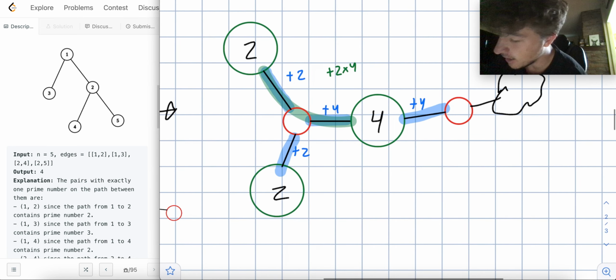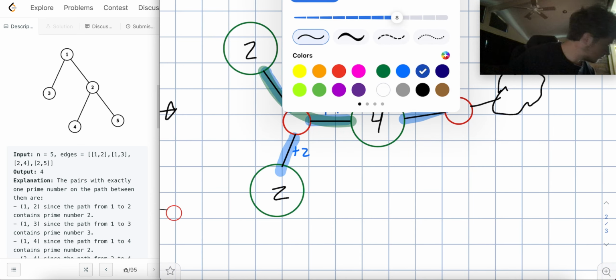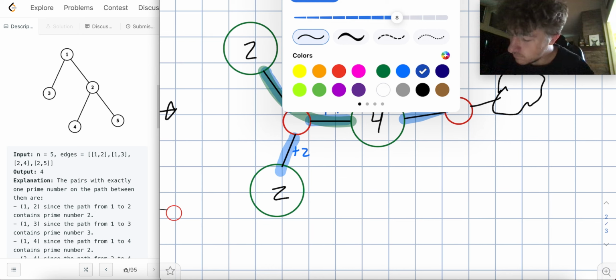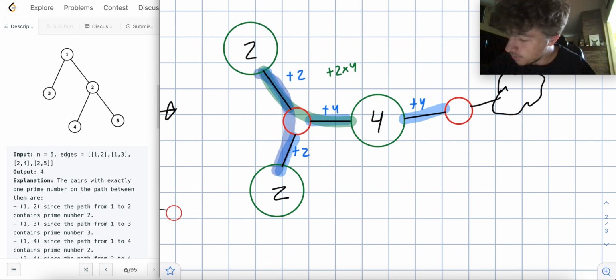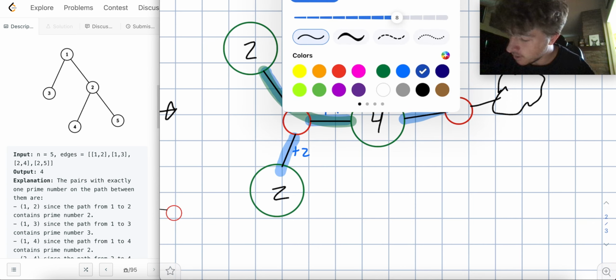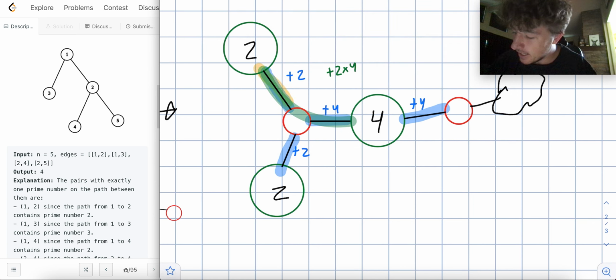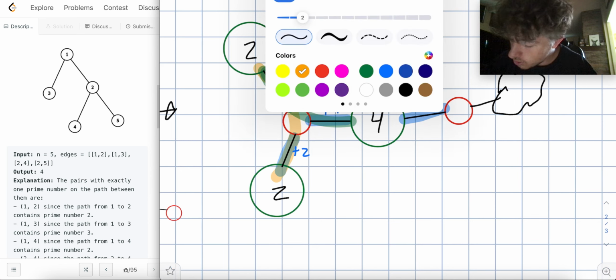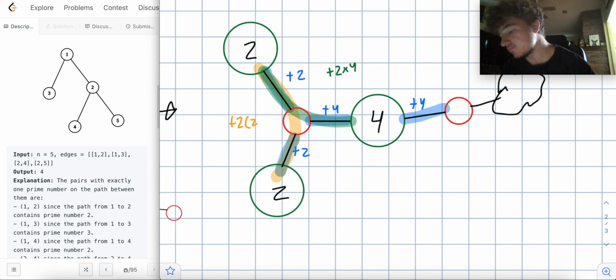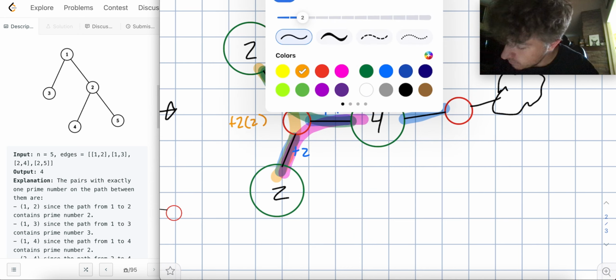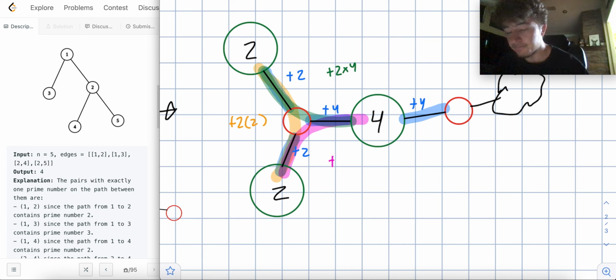So you just multiply them together. I also get another set here. I'm trying to use a unique color. For this one, that would mean that I get another plus 2 times 2. And then is there anyone that I'm missing? Oh, yeah. And then if I use this path, I get a plus 2 times 4.